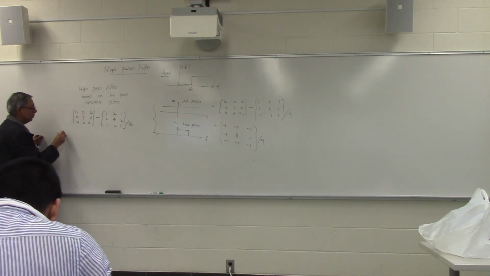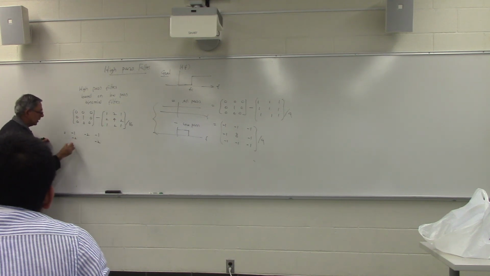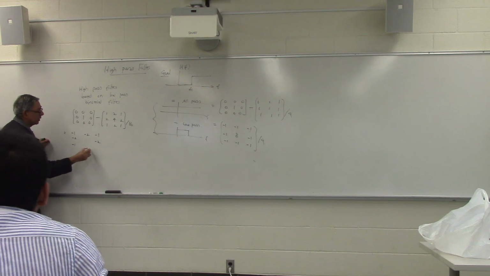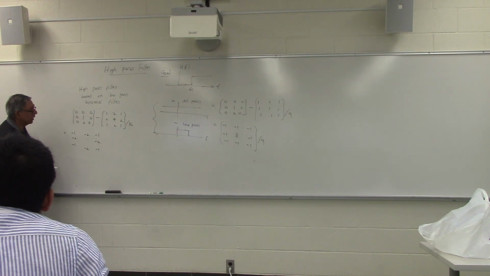So what will that come out to be? 0 minus 1, minus 2, minus 1, minus 1, minus 2. Let me leave this all minus 1. Okay, so this one will be 1 minus 4/16, which is 12/16, correct?